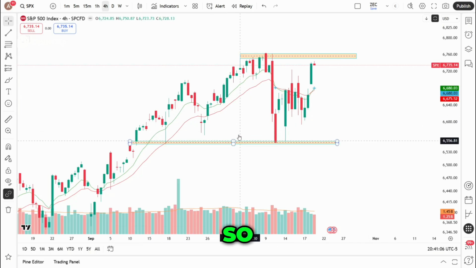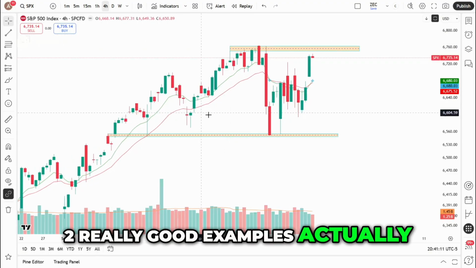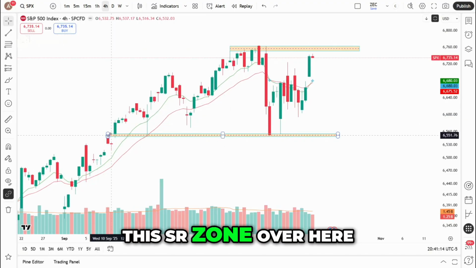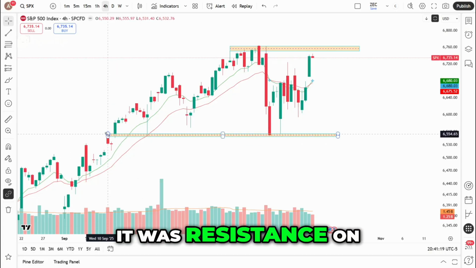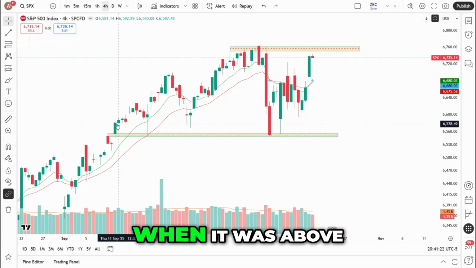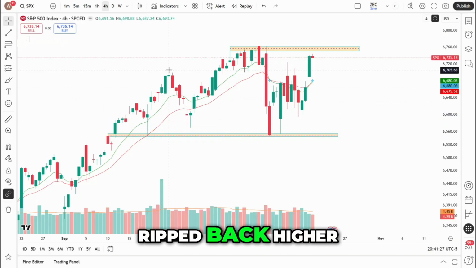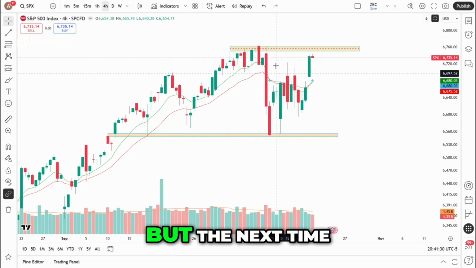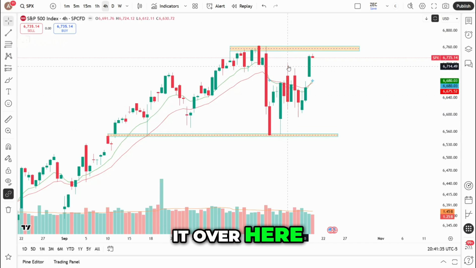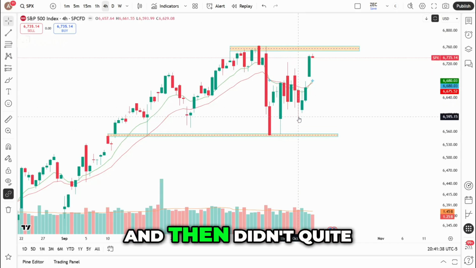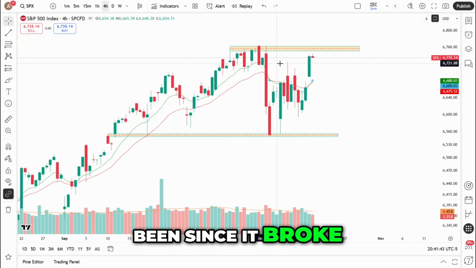All right. So on the SPX chart over here, we have a really good example, two really good examples actually. Let's start off with this SR zone over here, marked out with this rectangle, the orange one. You can see below it, it was resistance on the 4-hour. Then, when it was above, every single time it dipped back below into it, it found support and ripped back higher. It didn't do it over here, but the next time it did it right over here, it went higher. Next time it did it over here, went higher again, even higher, and then didn't quite touch it again, and now it's at the highest point in the range that it's been since it broke down.